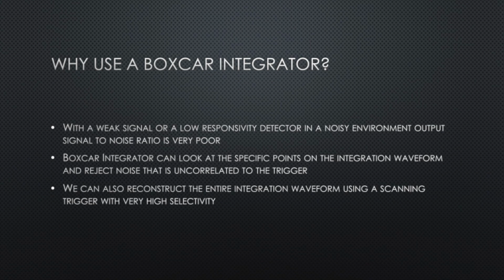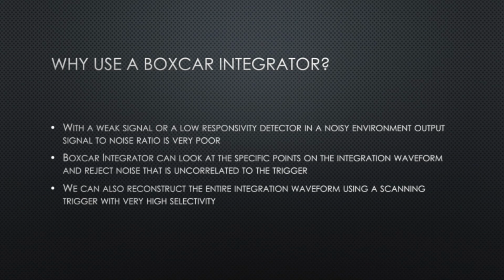Especially when you have a weak signal or a low responsivity detector like an LED type photodetector in a noisy environment, the output signal to noise ratio can be very poor. In that case you can use a boxcar integrator to look at the signal of interest and reject any extraneous signals. The other thing is the boxcar integrator can look at specific points on the integration waveform, or the actual waveform, whether it's integrating or not, and reject noise at that location.